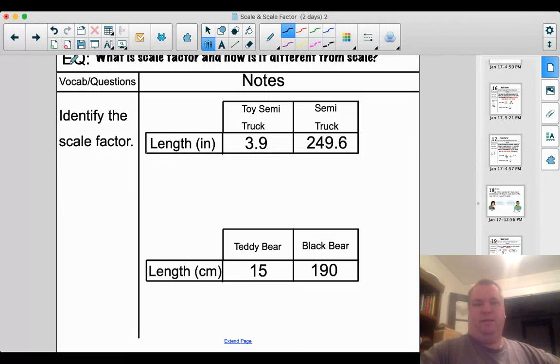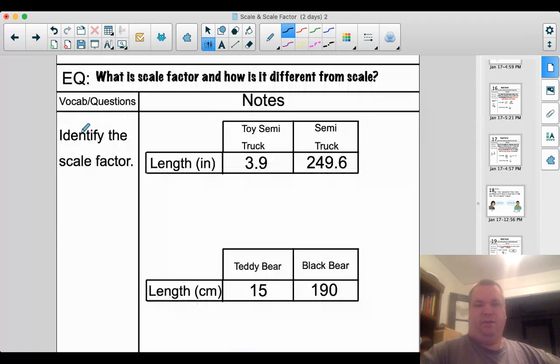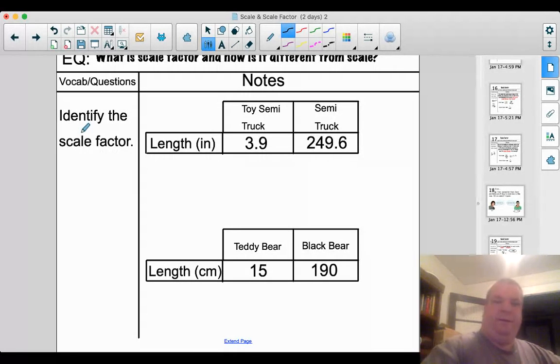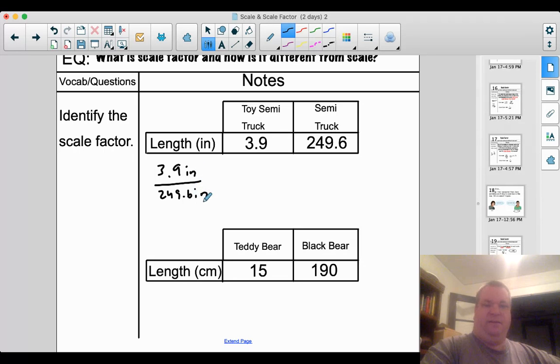All right, let's take a look at some ones. I think you got some like this on your homework. Let's take a look at what we're supposed to be doing here. So here it says to identify the scale factor. It gives me the length of the toy and the length of the real thing. So I can write a ratio, 3.9 inches to 249.6 inches. Now I got the same units. That's nice. That can go away.